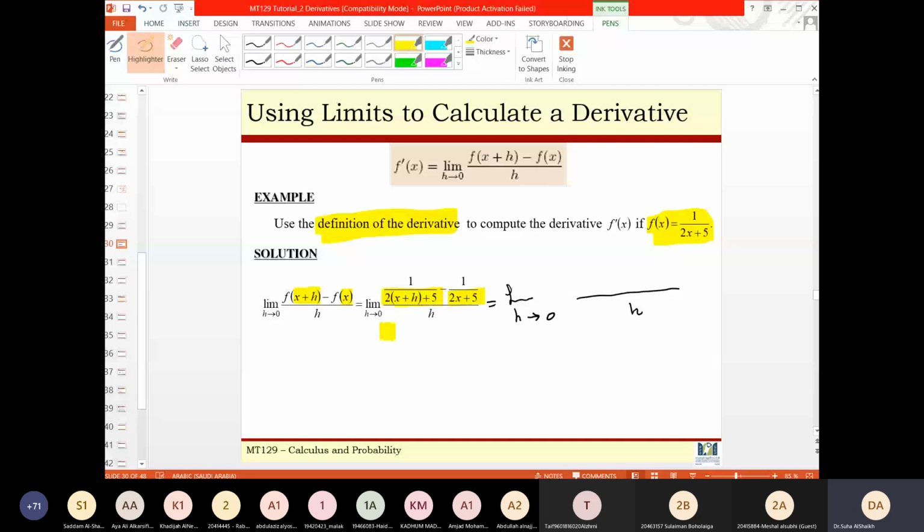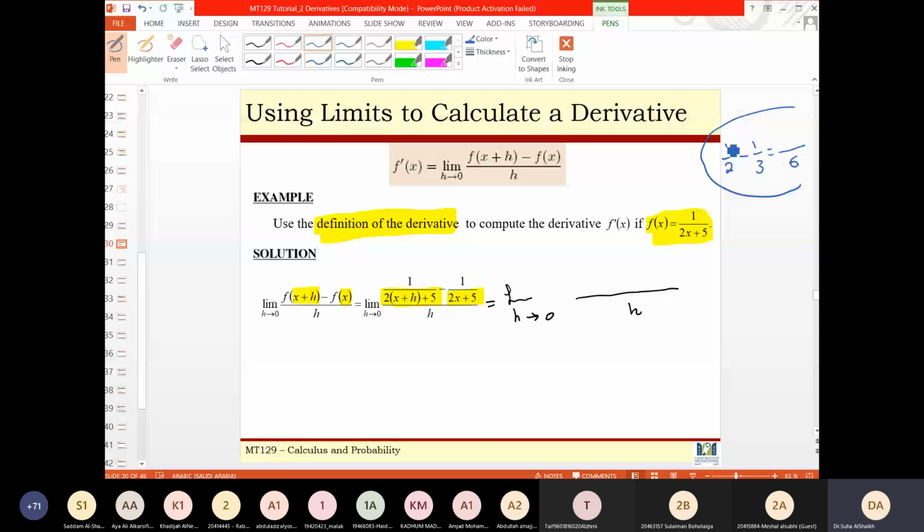Let me remind you quickly. If I have two fractions, for example I have a half and I want to subtract 1 over 3, how can I do that? The common denominator is the multiplication of 2 and 3, which is 6. Then we do cross multiplication. 1 times 3 is 3, 1 times 2 is 2, with a minus in between them. So the answer is 1 over 6. You remember this? I mentioned this before. We unify the denominators. I'm applying this here.